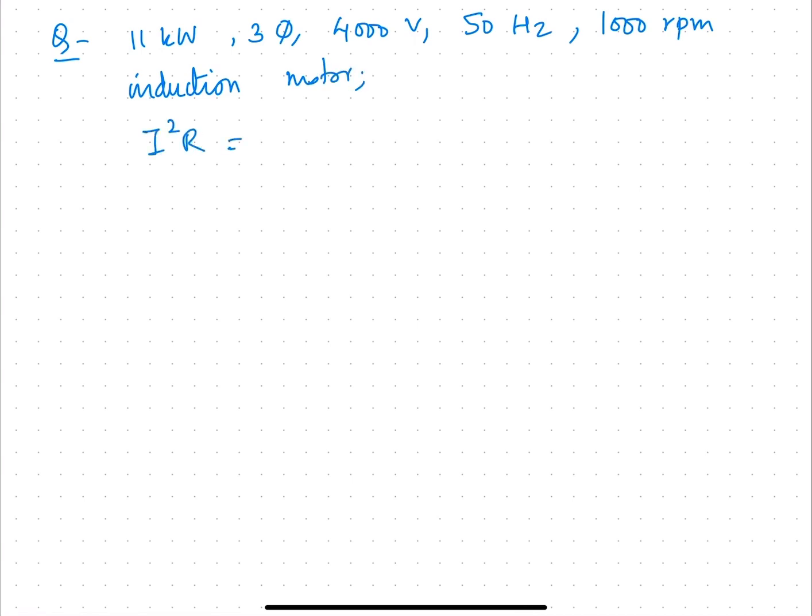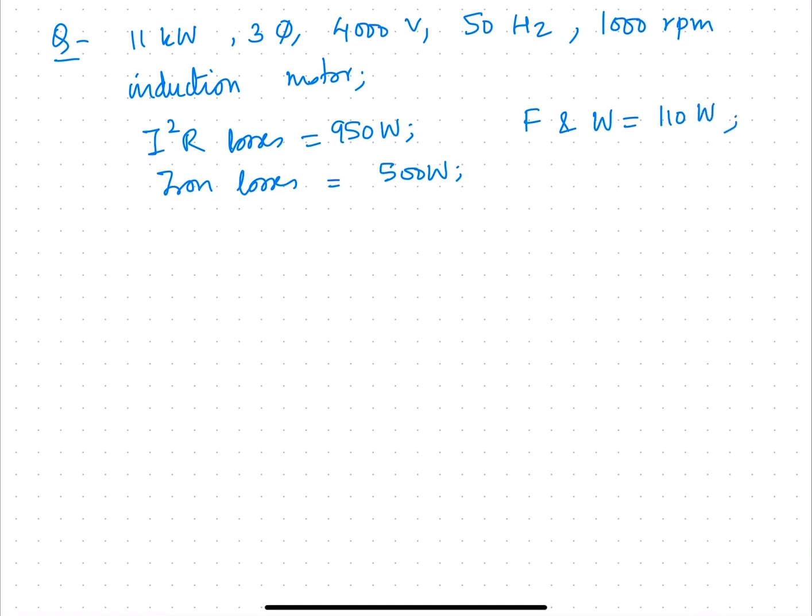The I square R losses in this machine are 950 watts. The iron losses are 500 watts. The friction and windage loss is 110 watts. We have to find the output, losses and efficiency. We are given that the machines have linear dimensions in the ratio of 1.5 is to 1. Okay, so we have to then compare the efficiencies of the two motors.